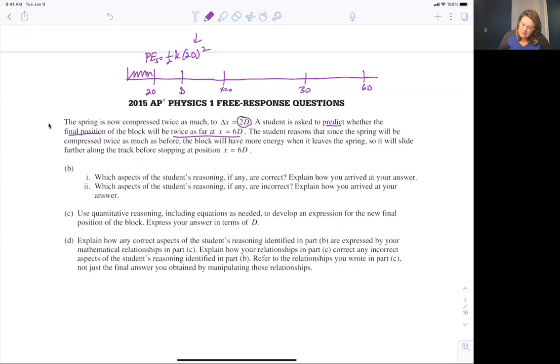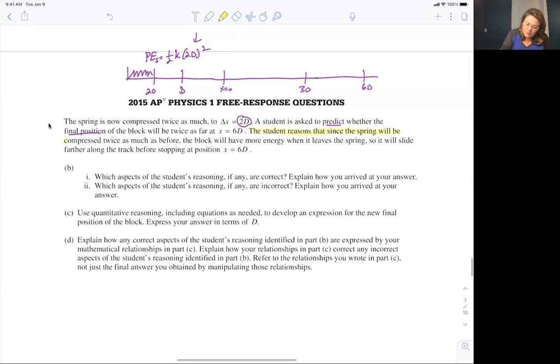So the student reasons that since the spring will be compressed twice as much as before, the block will have more energy when it leaves the spring, so it will slide farther along the track before stopping at 6D. Okay, so let's highlight everything the student says. The student reasons that since the spring will be compressed twice as much as before, the block will have more energy when it leaves the spring in the form of kinetic energy. So it will slide farther along the track. It will go to 6D.